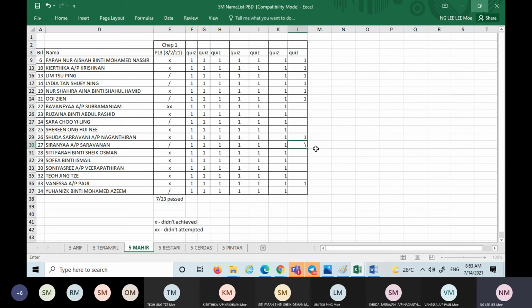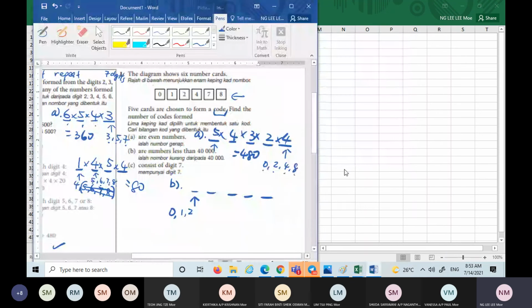Different people will have different thinking for this type of question, the combination and the permutation. Even in the SPM it is the same thing. So you see now 0, 1, and 2. So here, how many choices can I put in for the first digit?